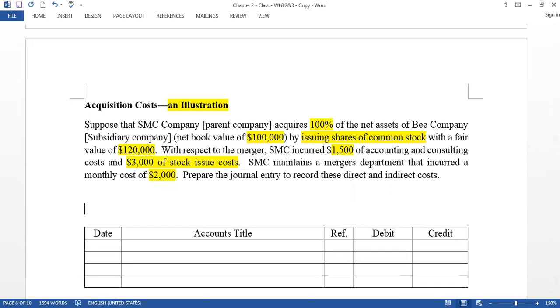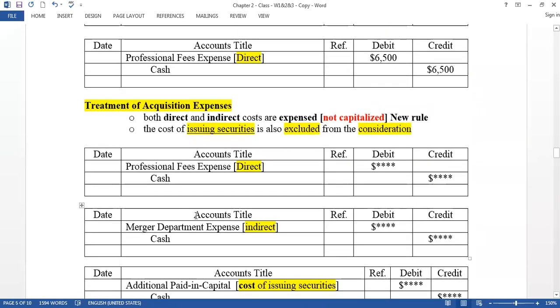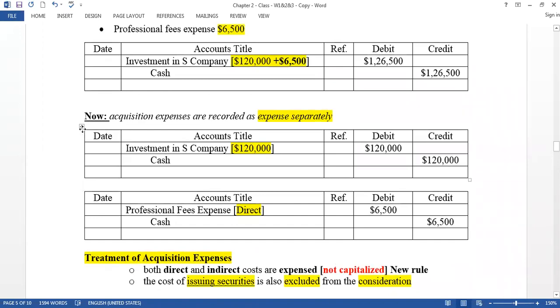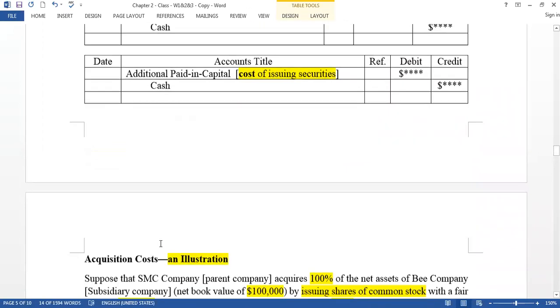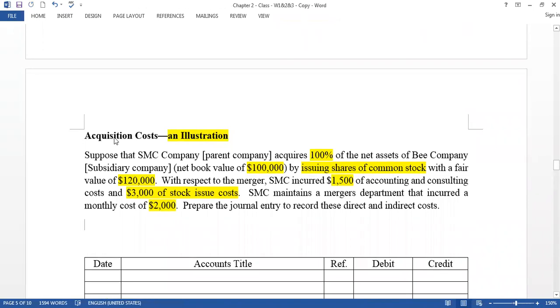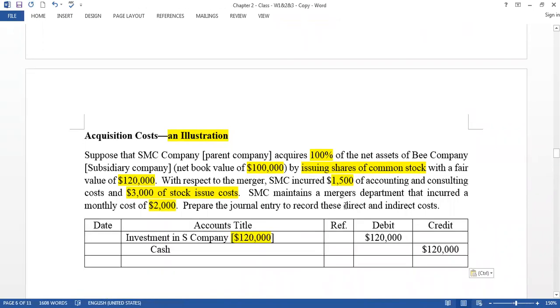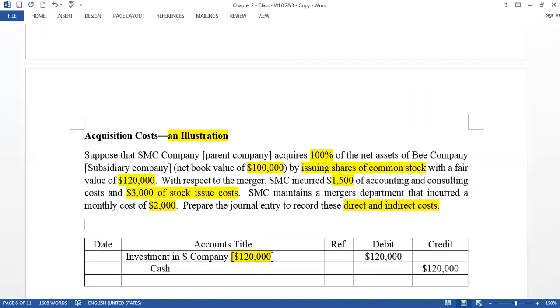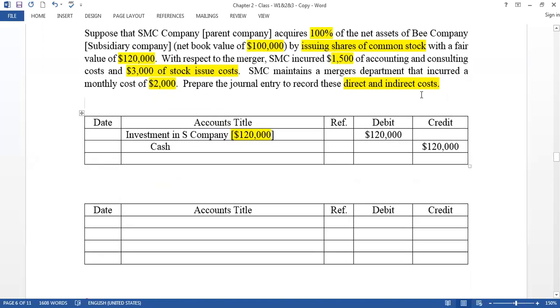So previously, you remember that when we recorded this journal entry, we added all the things together, right? 120 plus 3,000 plus 1,500 plus 2,000 all together. Now we have to record separately. So what should be the first journal? Although the question did not tell you to do the first one, the question told you to record only direct and indirect costs, but I can show you the investment journal also. This one is not given by the question, but I can show you.